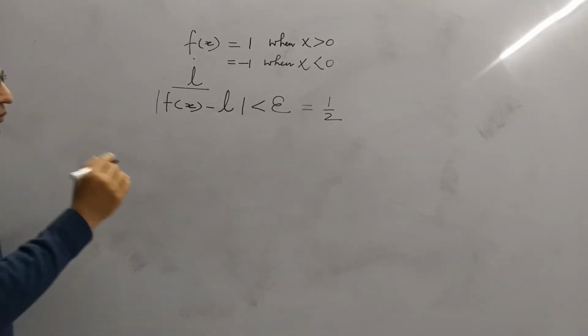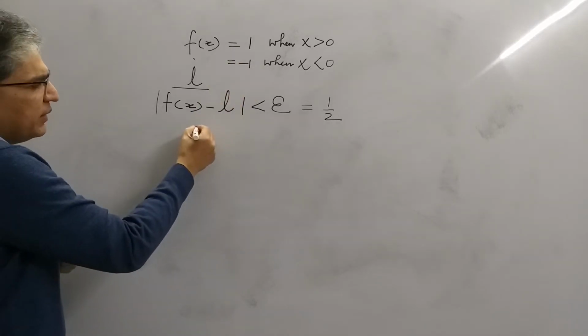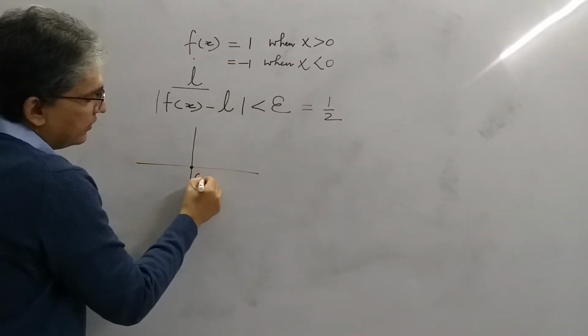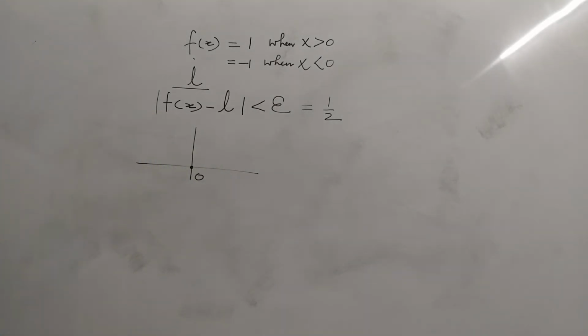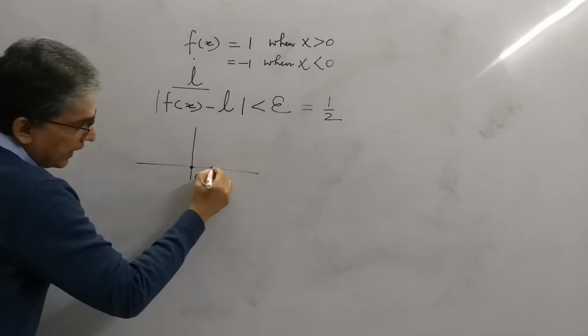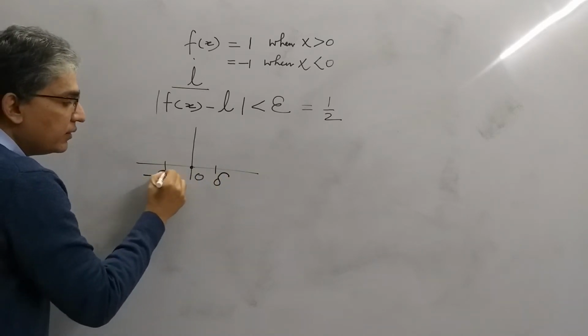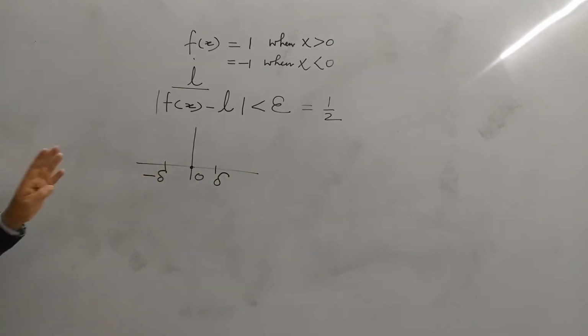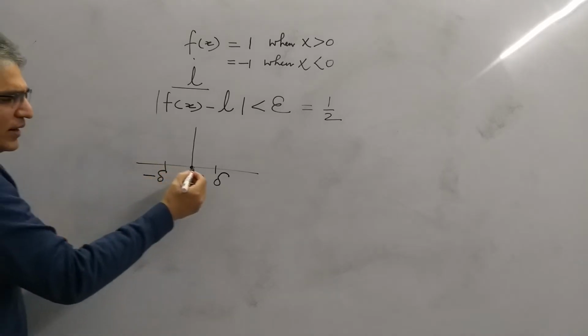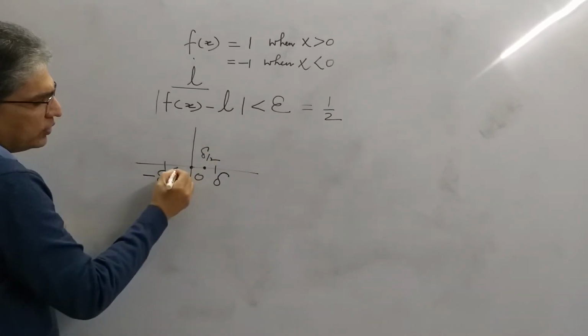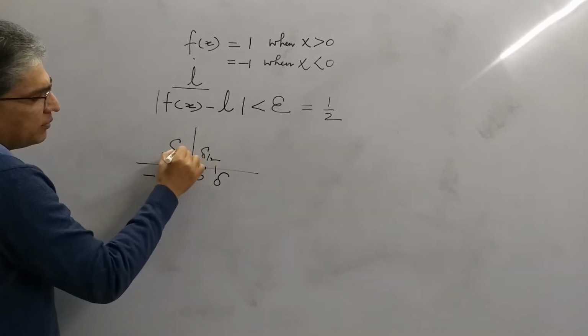Okay? Now, suppose I check the limit at 0. So if there is a delta, that means I can go till here and I can go till here. Okay? Now, suppose I take a point in the middle here. That is what? Delta by 2. And here, that is what? Minus delta by 2.